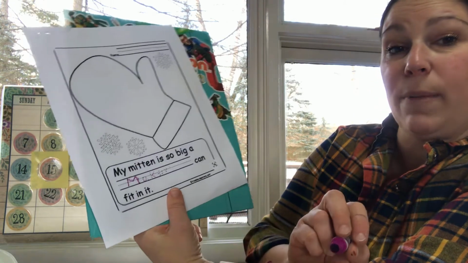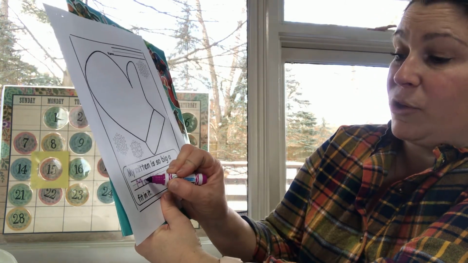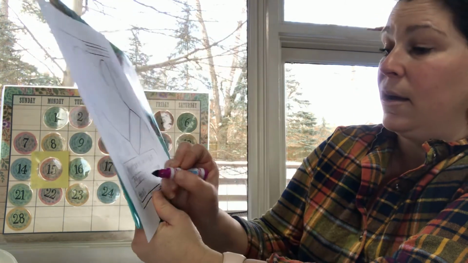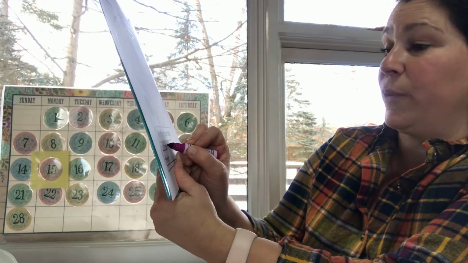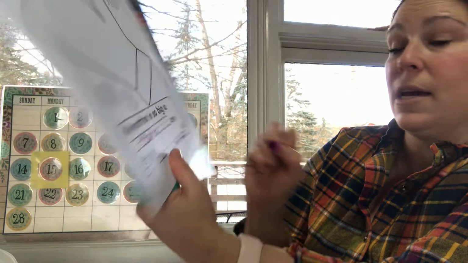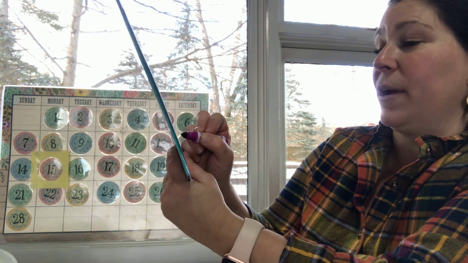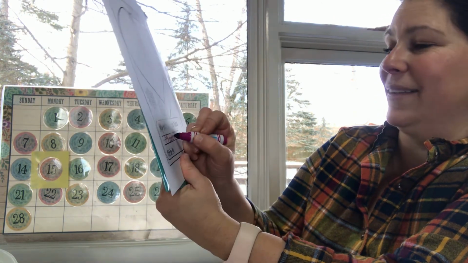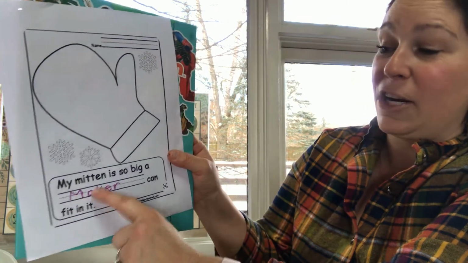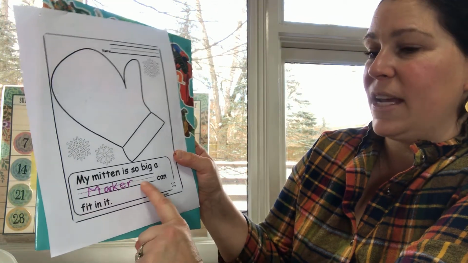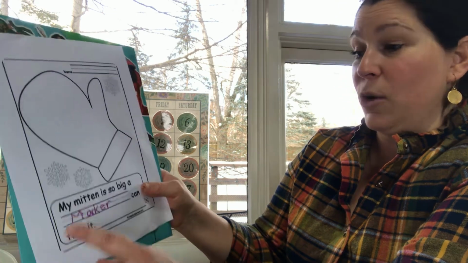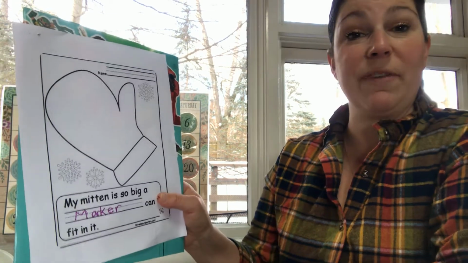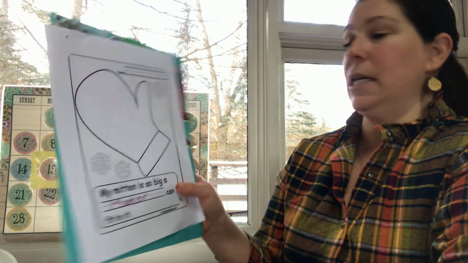So I traced over my M. And now I'm tracing over my A. And now I'm tracing over my K. And then I'm tracing over my E. And then, oops, I forgot my R. I almost spelled marker wrong. Added an R in there, just so you know. M-A-R-K-E-R.